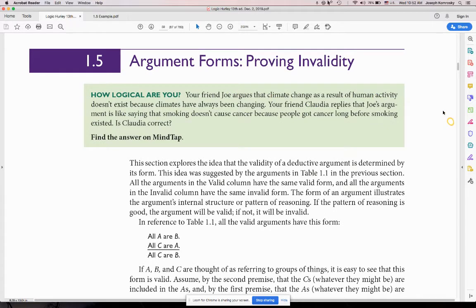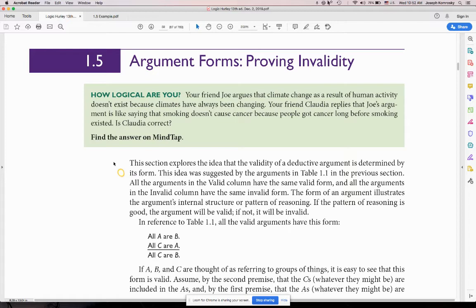Proving invalidity. So I'm just going to read to you. This section explores the idea that the validity of a deductive argument is determined by its form. This idea was suggested by the arguments in Table 1.1 in the previous section. All the arguments in the valid column have the same valid form, and all the arguments in the invalid column have the same invalid form. The form of an argument illustrates the argument's internal structure or pattern of reasoning. If the pattern of reasoning is good, the argument will be valid. If not, it will be invalid.